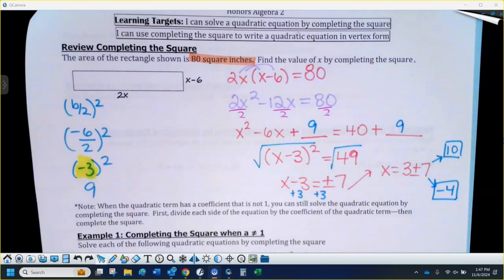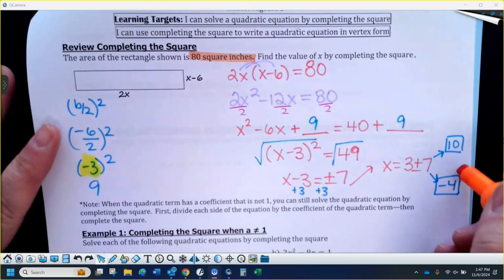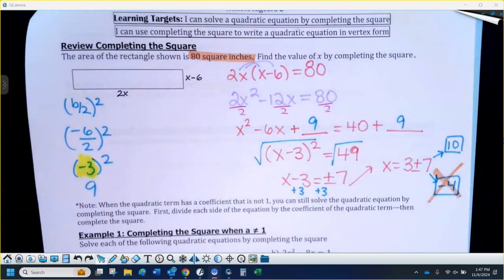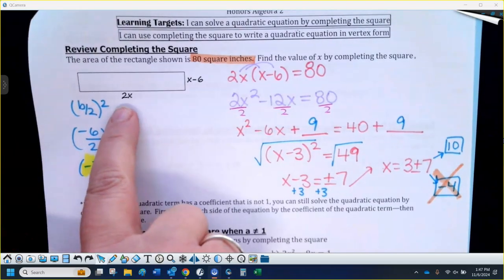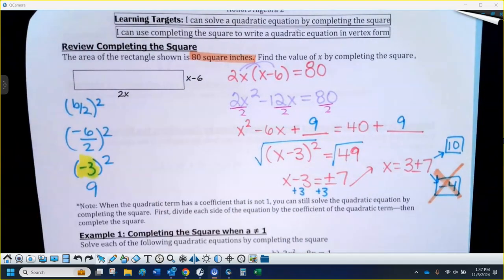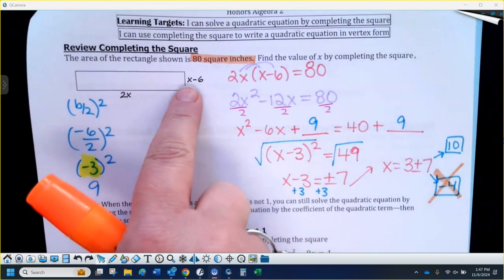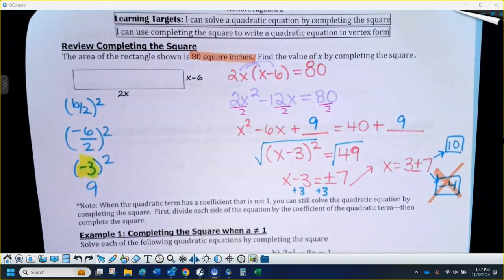All right, so if we think back to the original problem, are both of those answers to this question? Why not? Exactly. Okay, now, you cannot have a negative length or width or a negative area. So this guy has to go, because if I plug in negative 4, 2 times negative 4 would make the length negative 8, or negative 4 minus 6 would be negative 10. So that would give me a negative length.